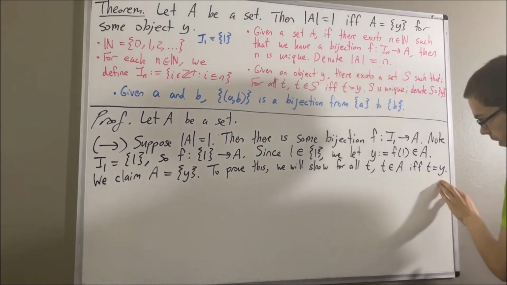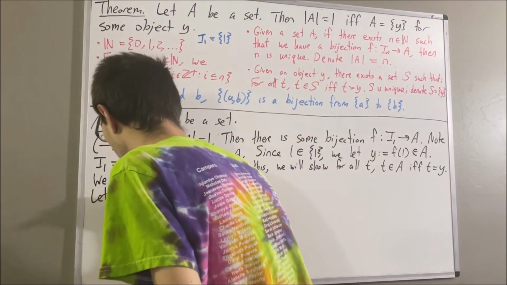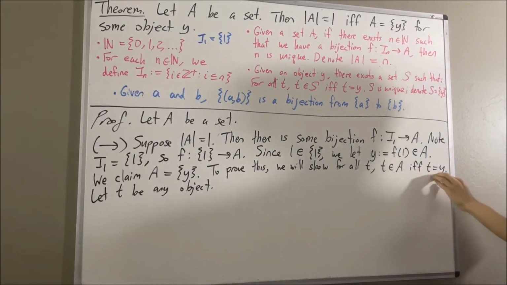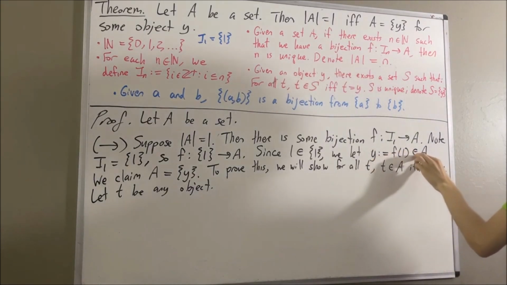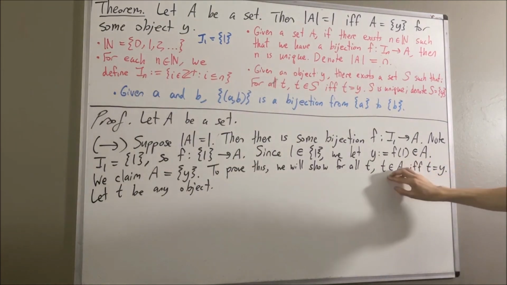So, we're trying to prove a statement about all objects, so give me an arbitrary object. I'll call it T. And our goal is to show that T is an element of A if and only if T is equal to y. Now, we're trying to prove a statement containing if and only if, so we would like to prove if this is true, then this is true, and if this is true, then this is true. Now, we know that if T is equal to y, then T is an element of A. Because if T is equal to y, well, since y is an element of A, T is an element of A. Right? So if this is true, then this is true.